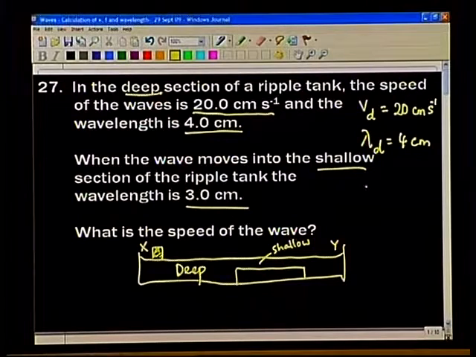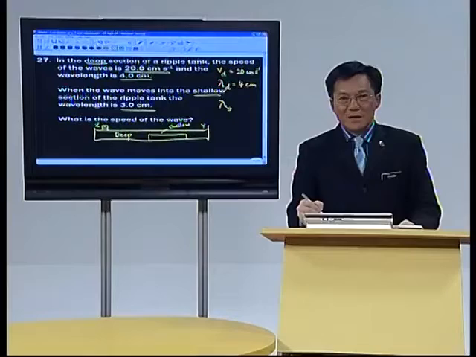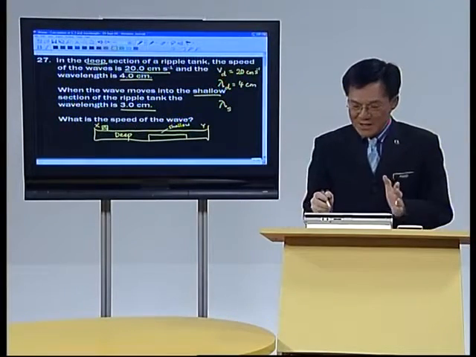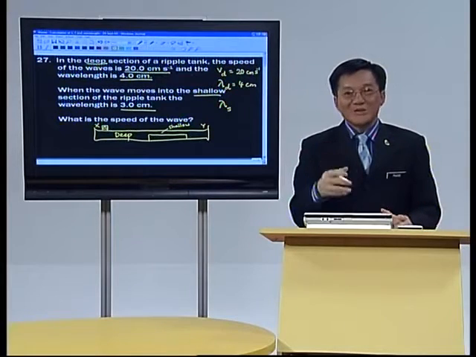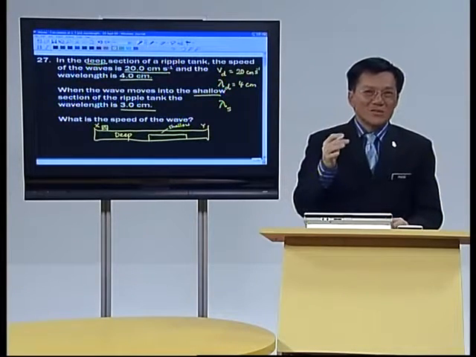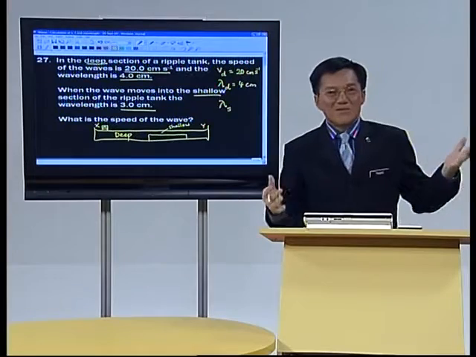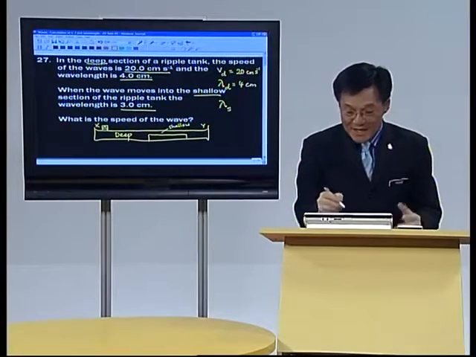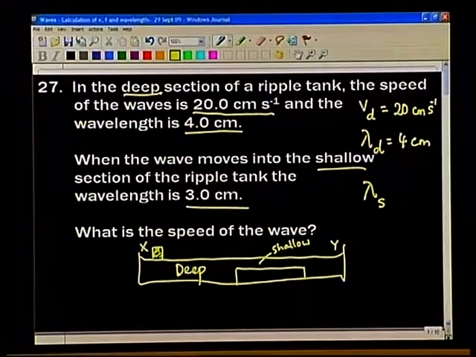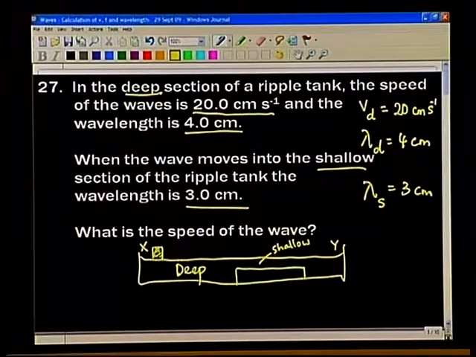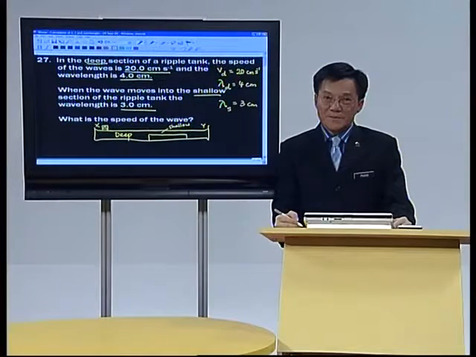Alright, so lambda is the wavelength, and for shallow I use S. It is better to use the words rather than numbers, because if you use 1 and 2, then you have to think what it represents. Since it is the deep section, you use D. And since this is the shallow section, you use S. So this is 3 centimeters. Alright, so far so good?